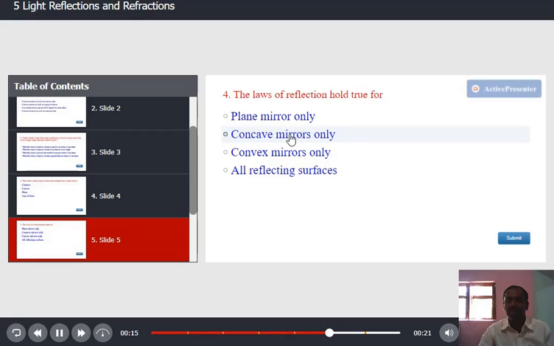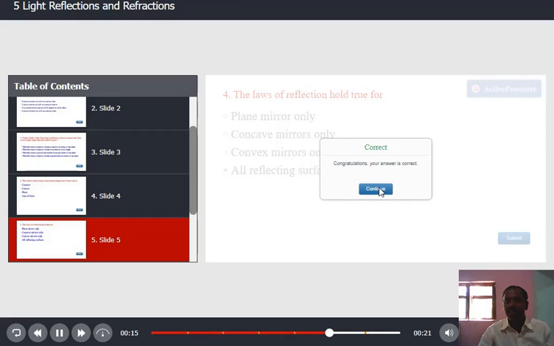Concave mirror is also a kind of reflecting surface. Therefore, the laws of reflection are true for this one also. Convex mirror is also a kind of reflecting surface. Therefore, the laws of reflection are also true for it. So the correct option is all reflecting surfaces. Let's see. Yeah, this is correct. Now we continue.